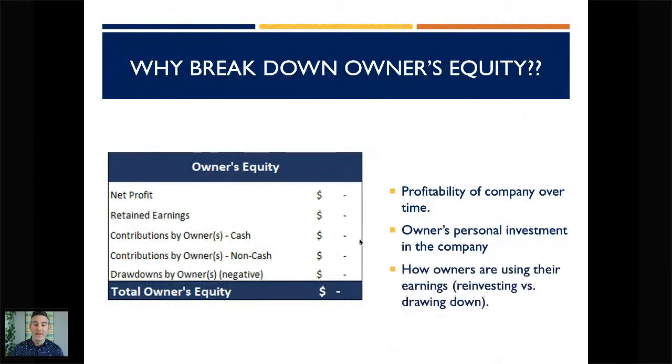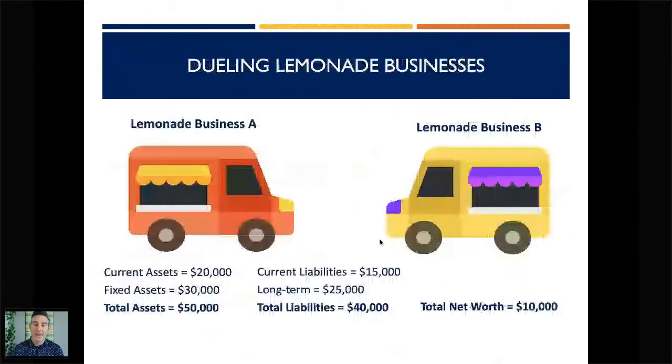And then we can see how the owners are using their earnings and if they're drawing money out of the business, which is a totally fine thing to do. Obviously, that's why you run a business. But if you're starting to see, oh, they're drawing more money out than they're earning, then you start to wonder, okay, where is that money coming from? Are they taking on debt, et cetera?